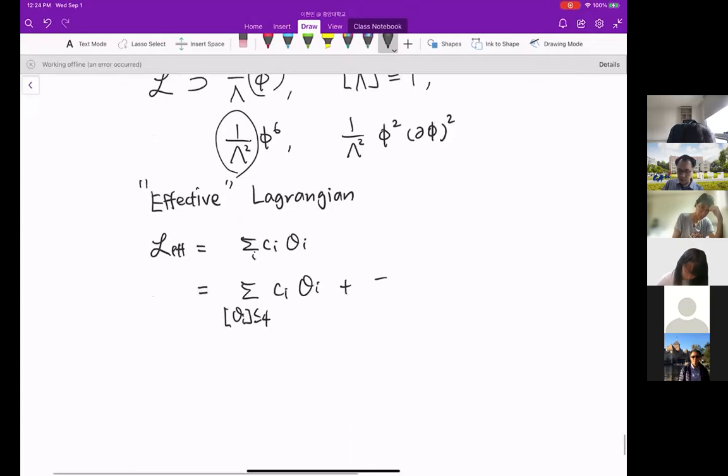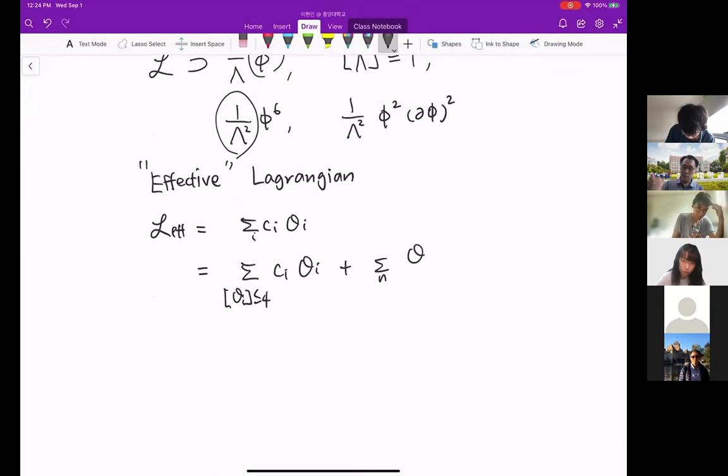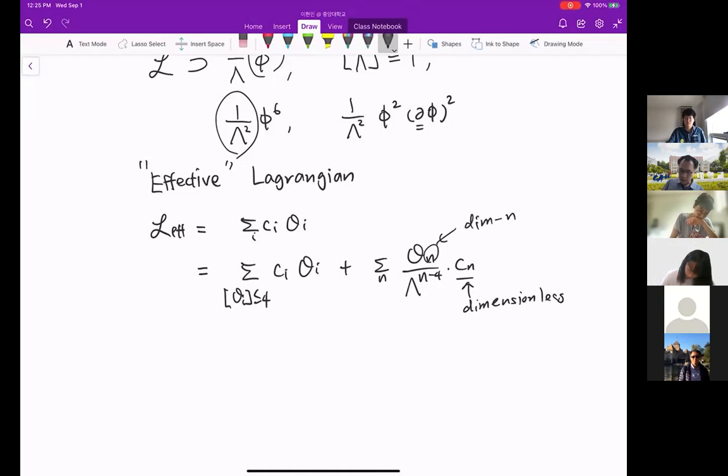The difference in comparison to the series expansion in mathematical physics is that we also have derivative terms. So derivative and field, it's kind of a double expansion. So then operator divided by, so this is the Cn. So Cn, as I said, is a dimensionless coefficient. And this n, so n dimension n operator. So n dimension is greater than 4. Because of that, you need to divide by 1 over lambda to a certain power to match the dimension of the Lagrangian. So here, n minus 4, plus 1.